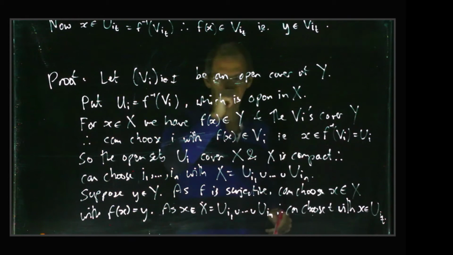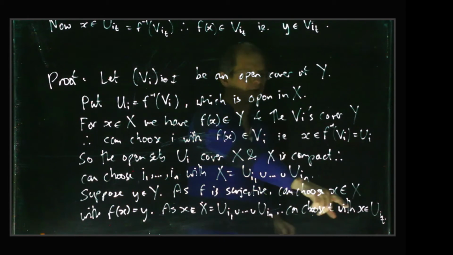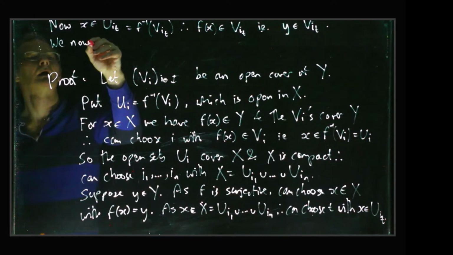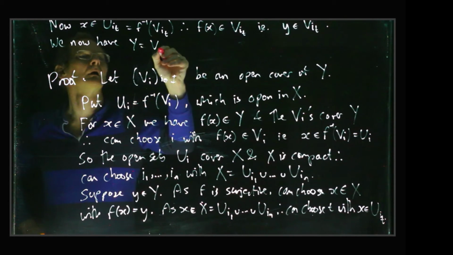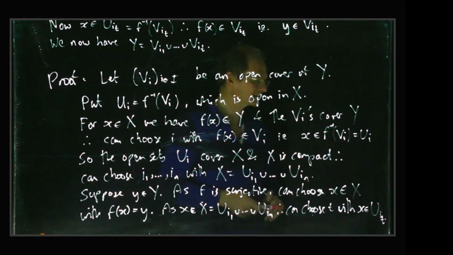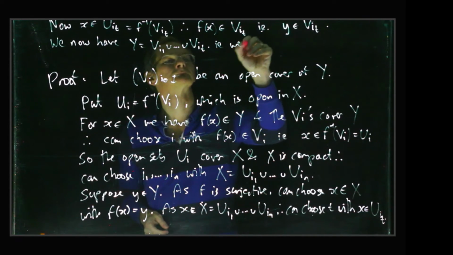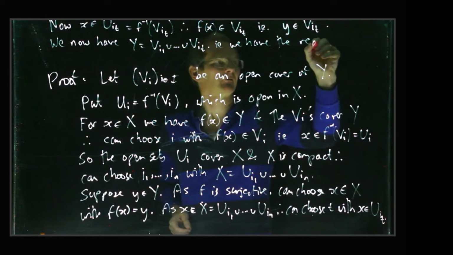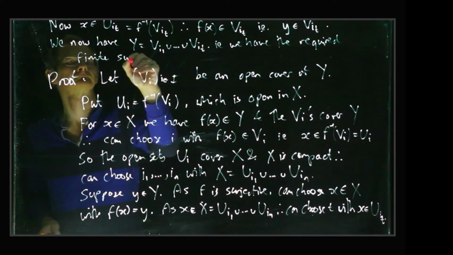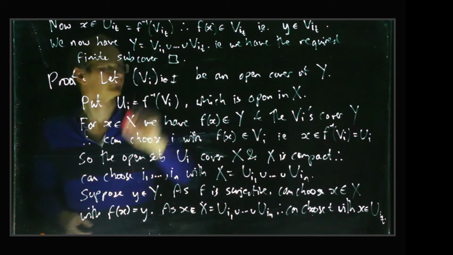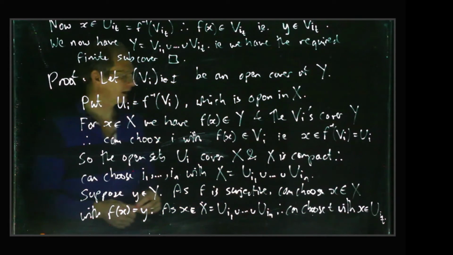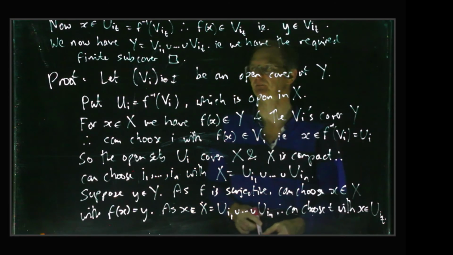Okay, so that worked for any y in Y. We found one of these sets V_{i_t} that contains it. So we see that Y is covered by these finitely many sets here. So we have the required finite subcover. Okay, so we've proved that if X is compact and we've got a surjective continuous function from X to some other space Y, then that space Y has to be compact as well.